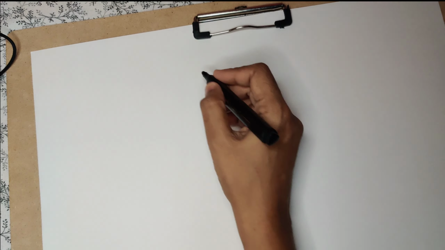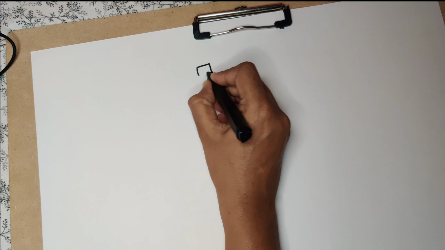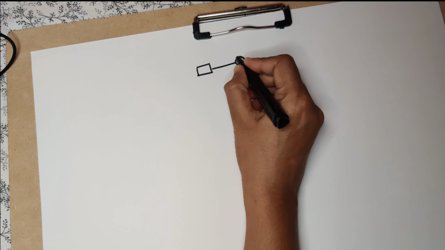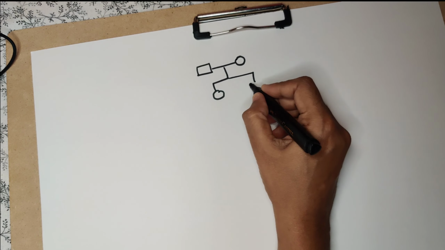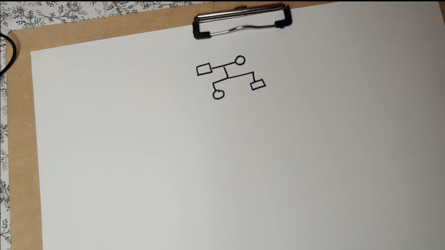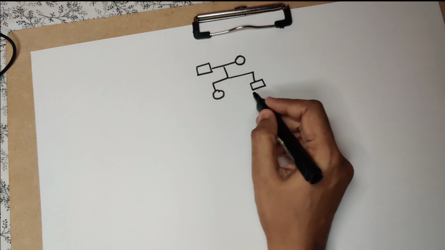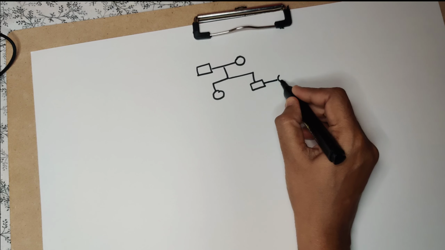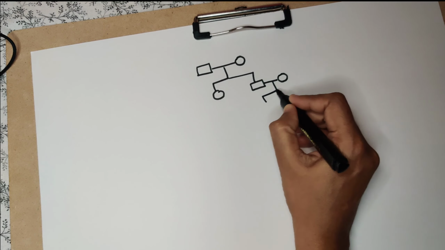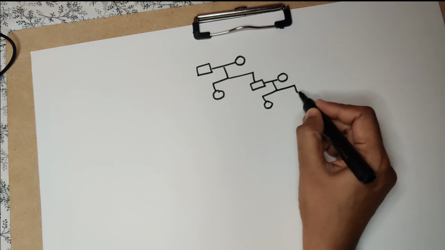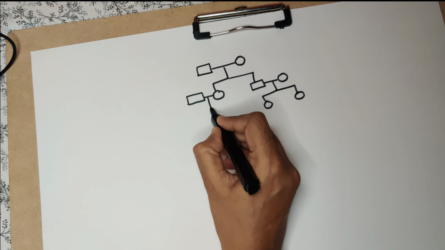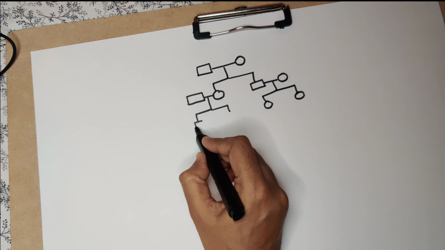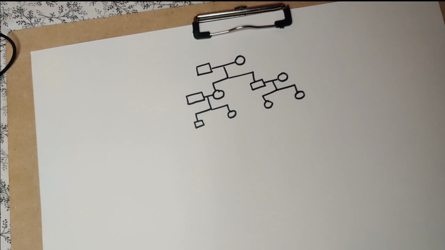So let's see a very simple pedigree chart. You have a male and a female. They are married and then they give birth to two children. One is a female, another one is a male. And this male marries a female and then they give birth to two children who are females. This female marries a male and then they give birth to two children. One is a male, another one is a female.